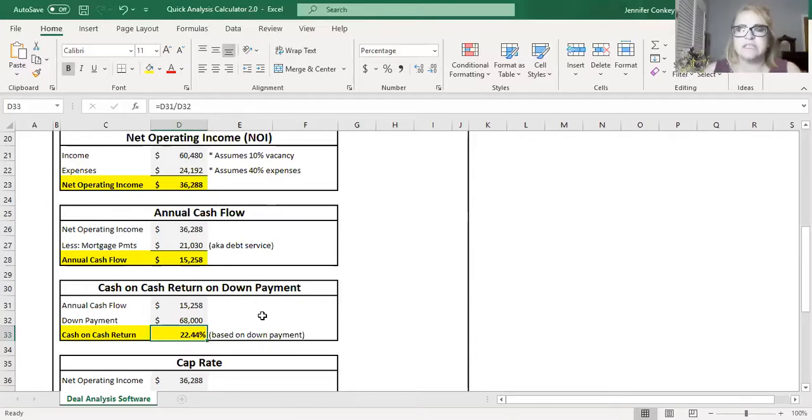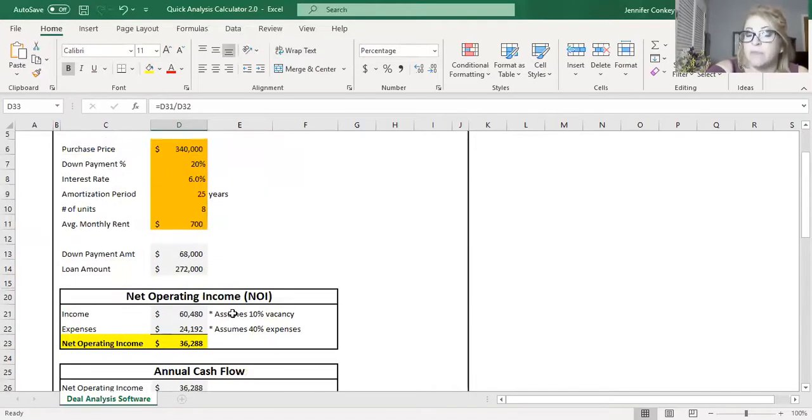But in this case, let's just say we want to see, well, how is this working compared to our down payment? So 15,000 divided by 68,000. So that would tell me that I have a cash on cash return of about 22%. Okay, so 22% cash on cash return. So yeah, not bad. So if, for example, we decided, well, we have a little bit more money, I'm just curious, how will the cash flow change? How will the cash on cash change if I go ahead and put down 30%?